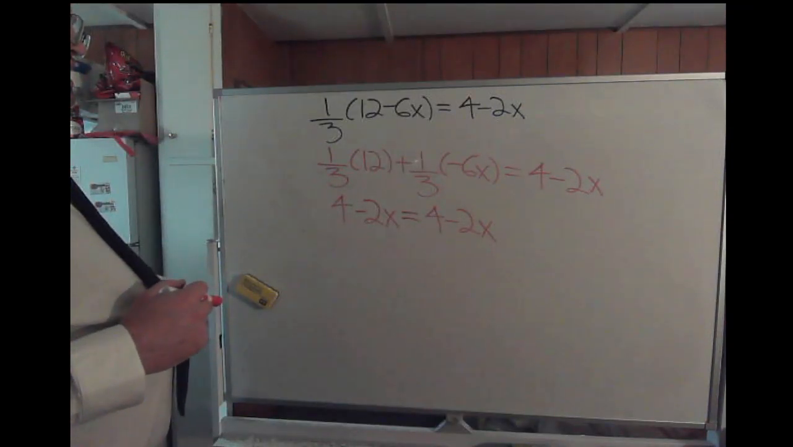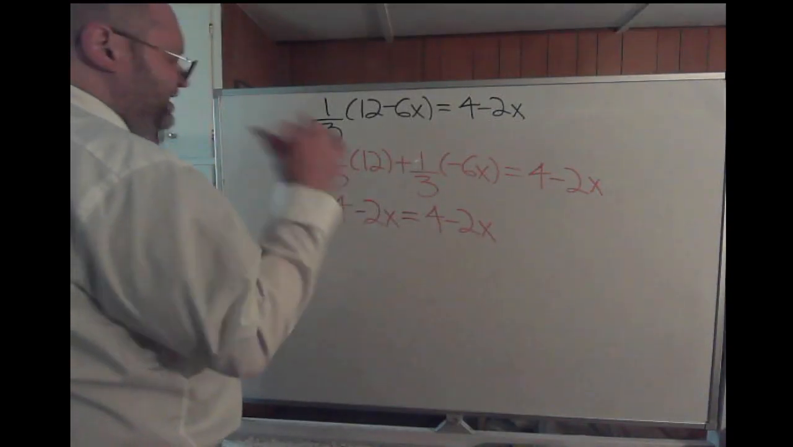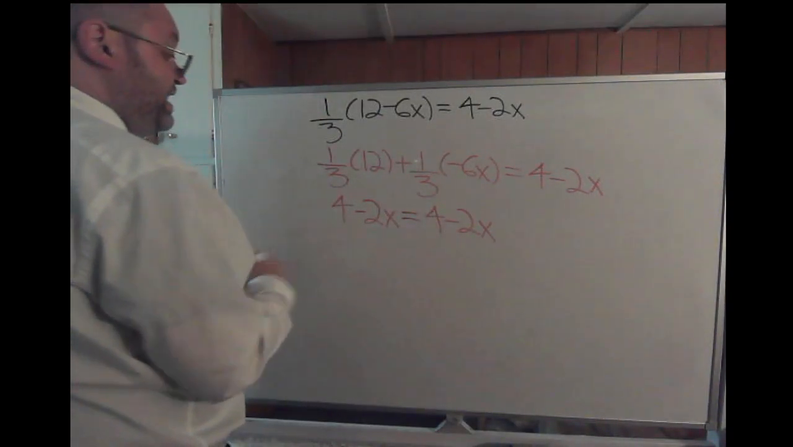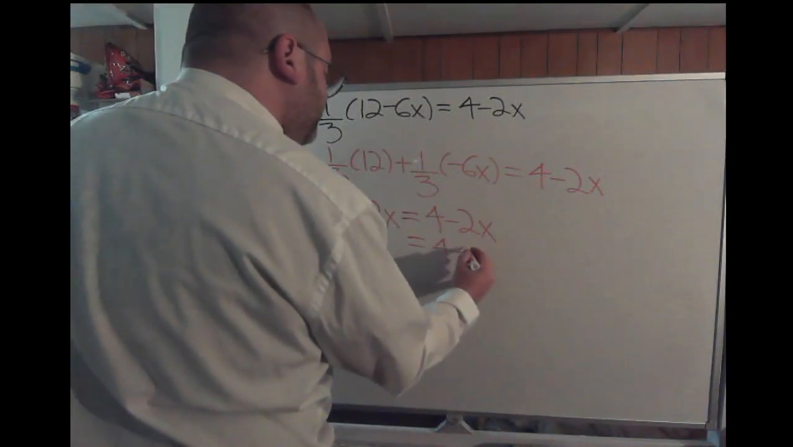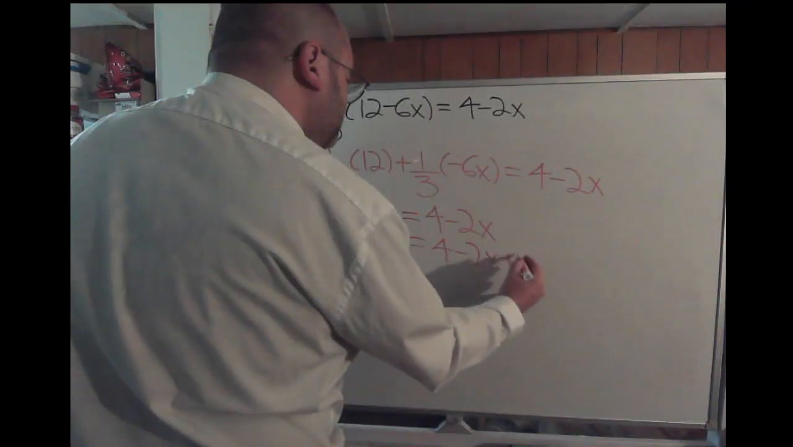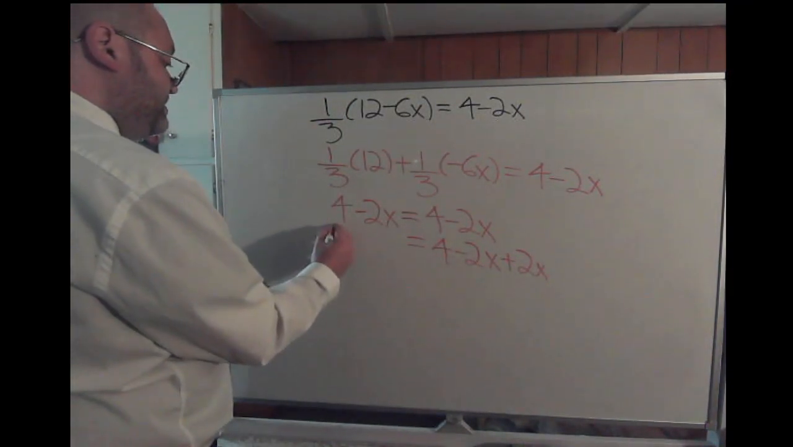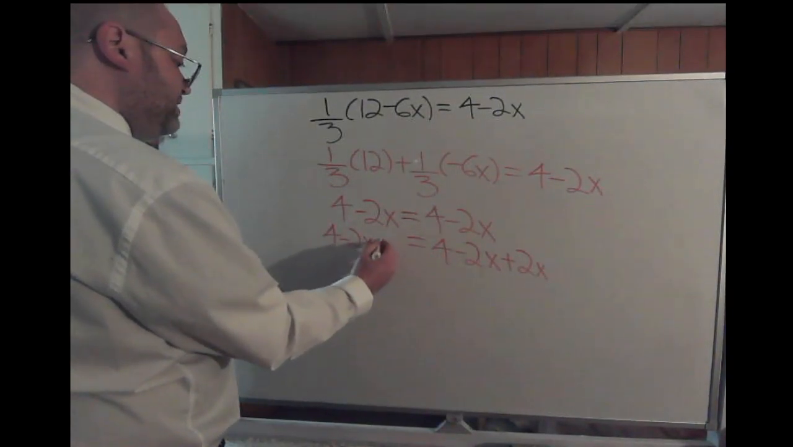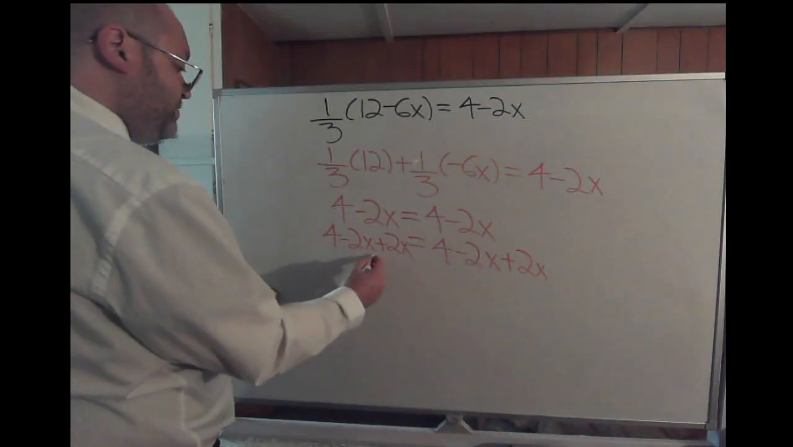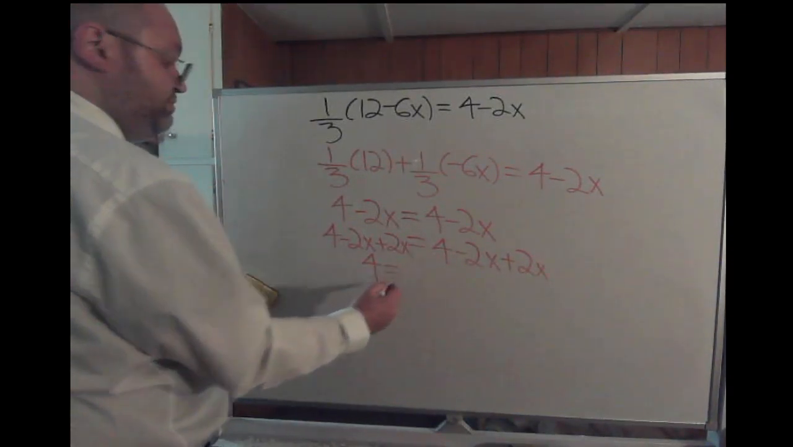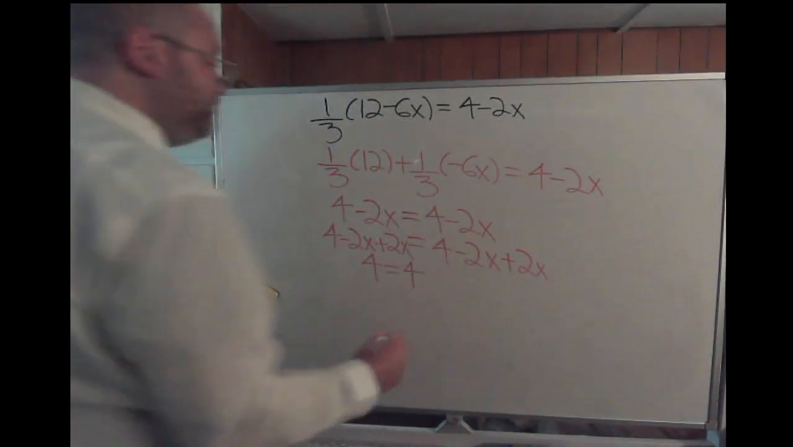So you want to get rid of the variable from the right, you want to keep it on the left. So what you're going to have to do on the right hand side, since you have 4 minus 2x, is add 2x. But what you do to one side, you got to do to the other. You have 4 minus 2x plus 2x. So the left hand side, negative 2x plus 2x, that's 0. That just leaves 4 is equal to the right hand side, negative 2x plus 2x is 0. The right hand side is 4 equals 4.